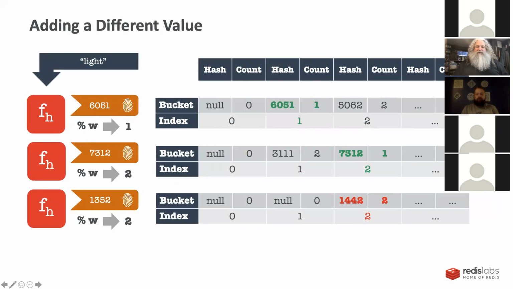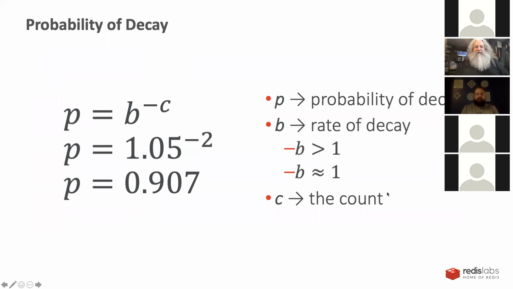We've got 2 items right here. So we take how many items are there currently, and we take our preset number, our 1.05 or whatever we want that to be. We do this math and calculate a 0.907 chance of decay. Now, as the count gets bigger, this number is going to get smaller and smaller, making it less and less likely that it will decay.